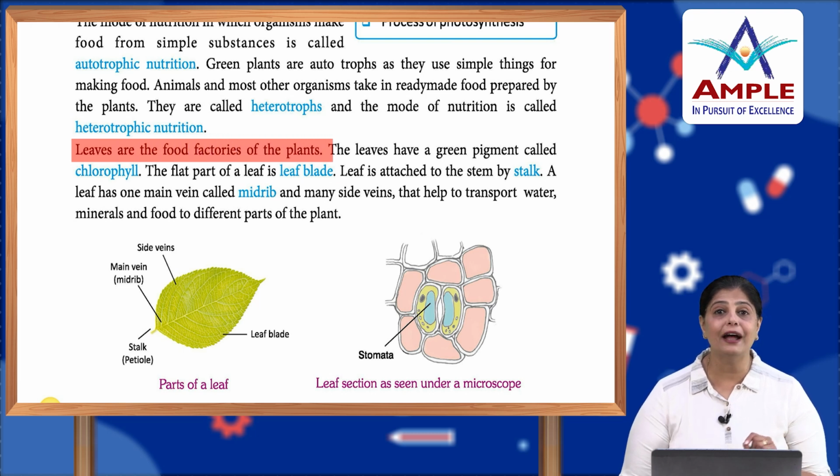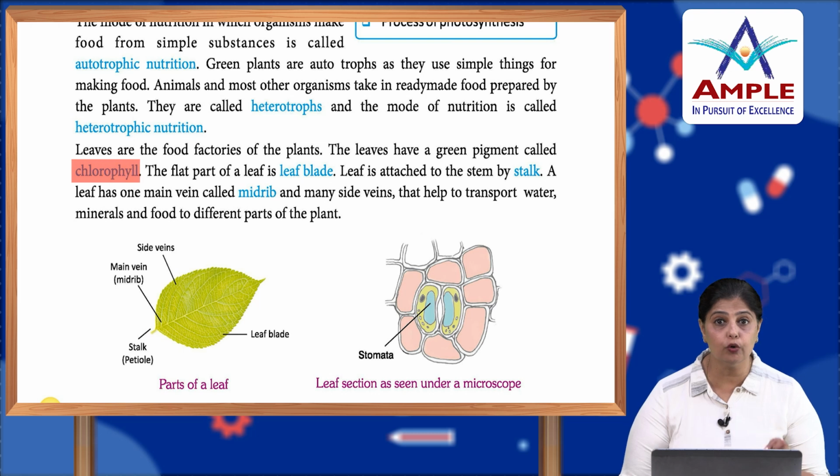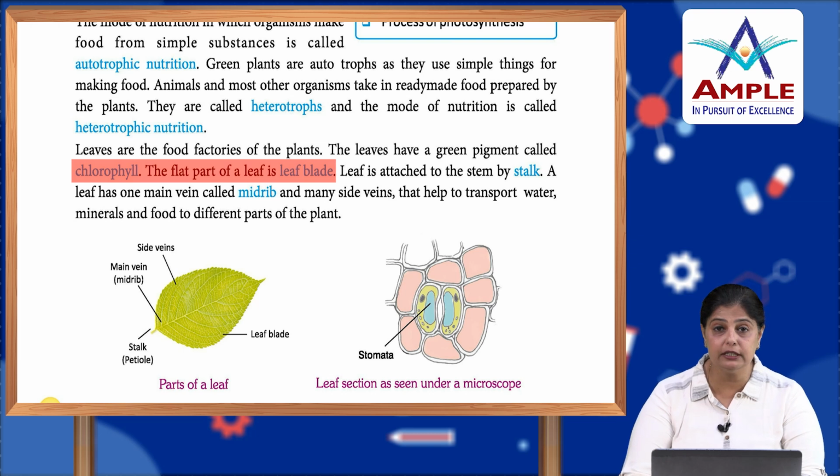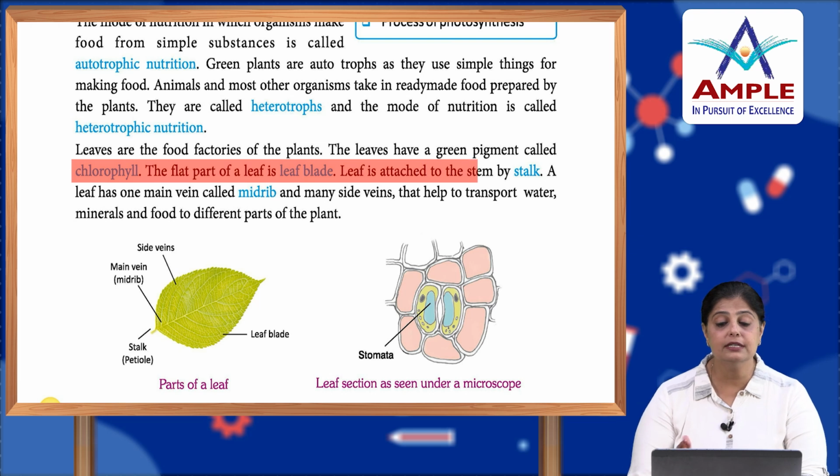Now leaves. What are the leaves? They are the food factories of the plant. The leaves have a green pigment which is called chlorophyll. Now the flat part of the leaf is called the leaf blade. Have you seen the leaf? The flat part of the leaf is called the leaf blade and it is attached to the stem by a stalk.